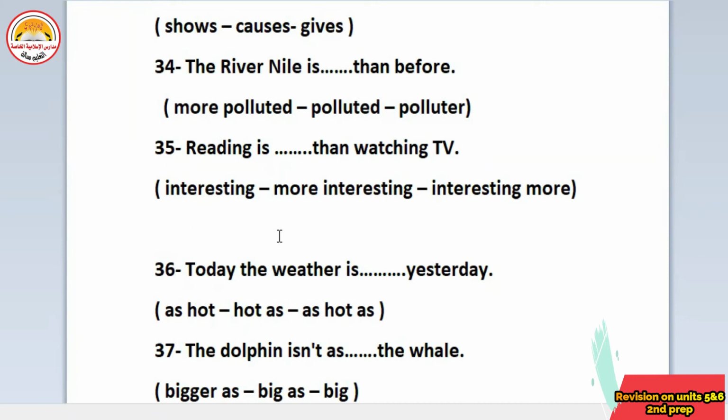Okay, number 35, Malak Ashraf. Reading is more interesting than watching TV. Yeah, very good, thank you. Reading is more interesting than watching TV. Thank you. Number 36.